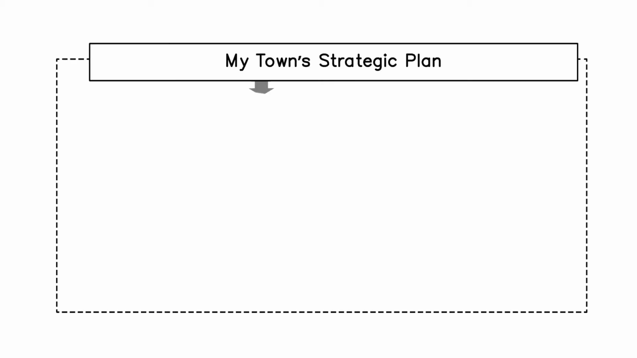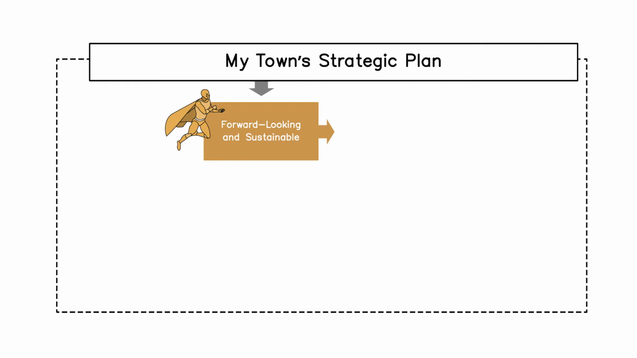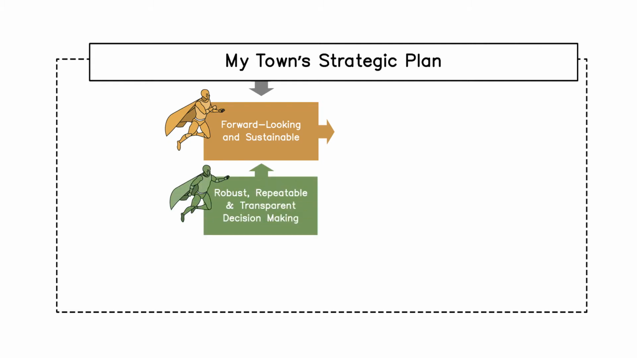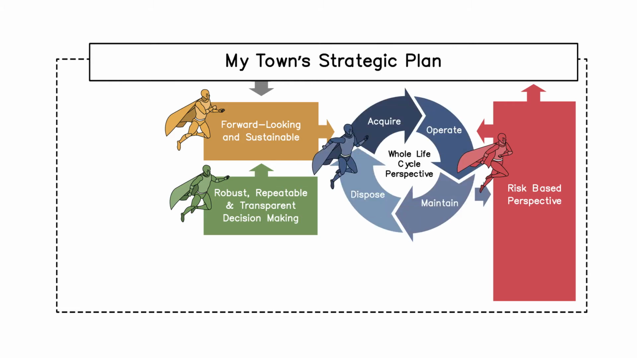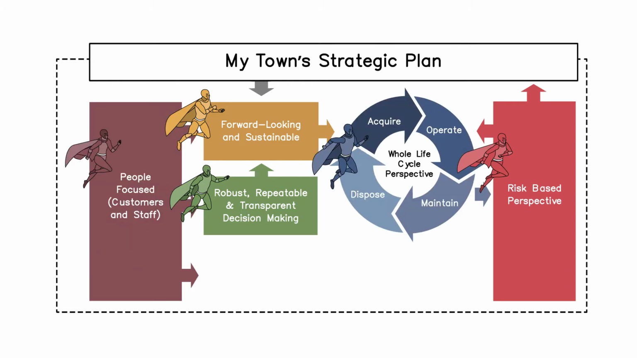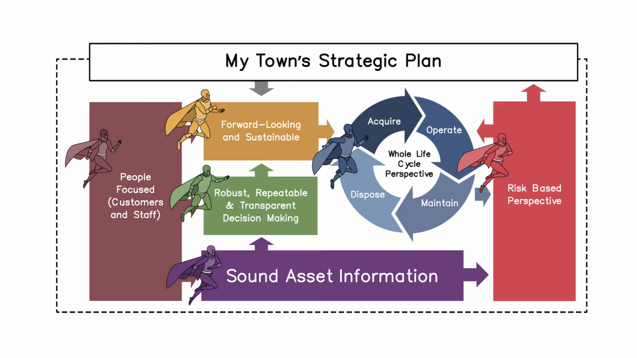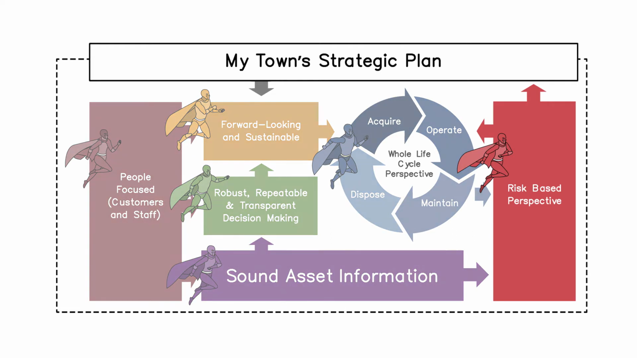The principles are forward-looking and sustainable, robust, repeatable, and transparent decision-making, risk-based perspective, whole life cycle perspective, people-focused, and sound asset information. In this video, the champion of risk-based perspective will guide My Town in understanding this principle.